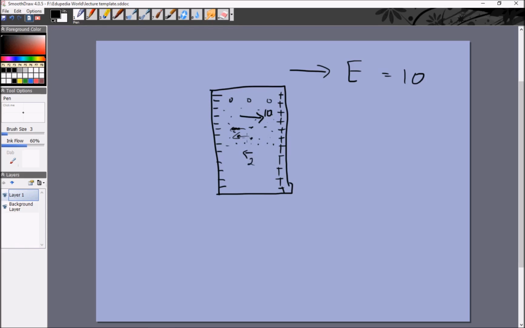So any electron here experiences an electric field of 10 units towards the right due to the original electric field present, and it experiences an electric field of 2 units towards the left due to what are called the induced charges. Remember, this slab is completely electrically neutral, but due to the presence of an electric field, some charges might be induced at some particular surfaces because the inner components of the material respond to the electric field. Now, any electron is still experiencing a net electric field of 8 units towards the right, 10 minus 2.